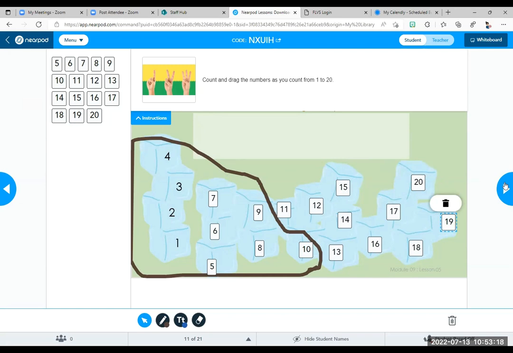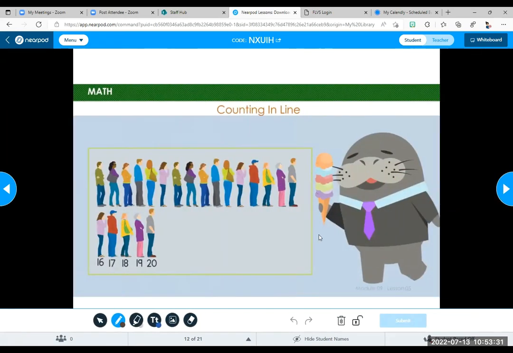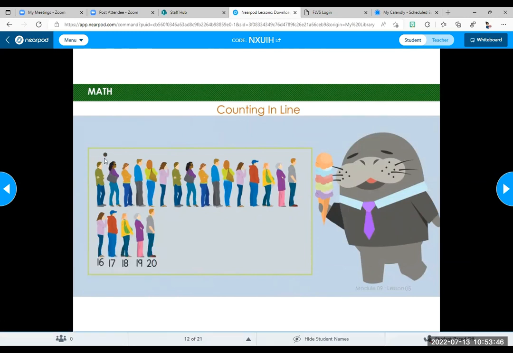No, I'm missing. 1, 2, 3, 4, 5, 6, 7. Ah, I don't want to miss any numbers. And I want to make sure they go in order. This is another example of how you can count on. So this shows all the people waiting in line to get their ice cream. And this is 1, 2, oops, wait, I draw a picture.